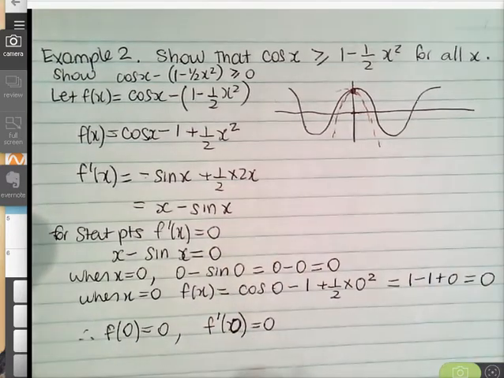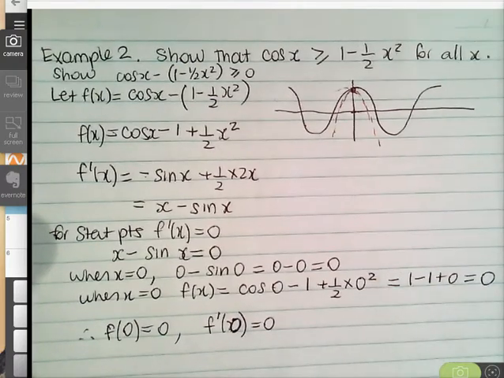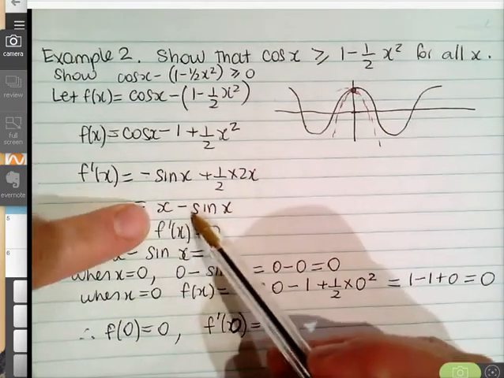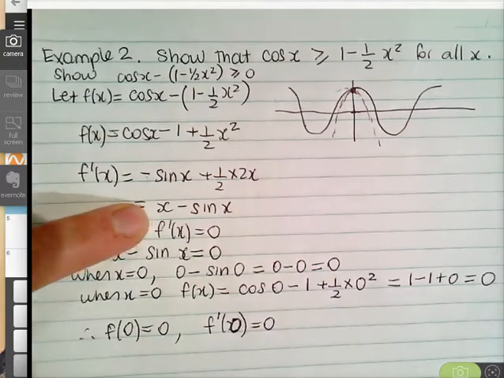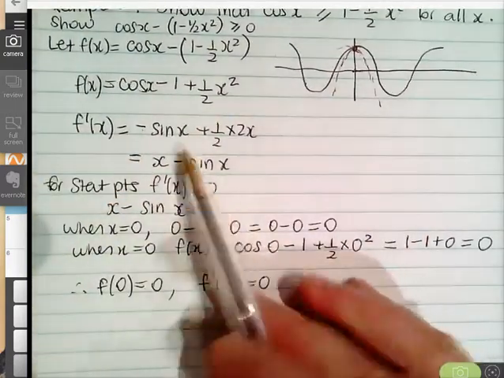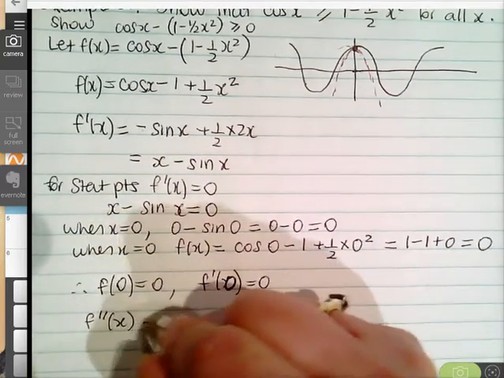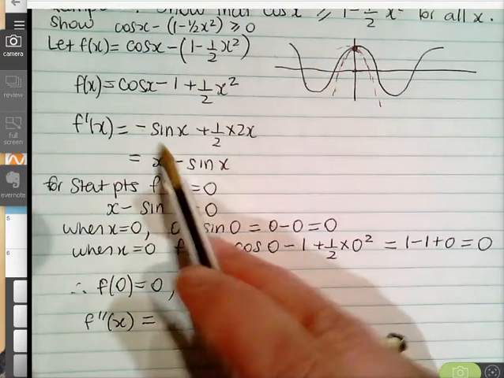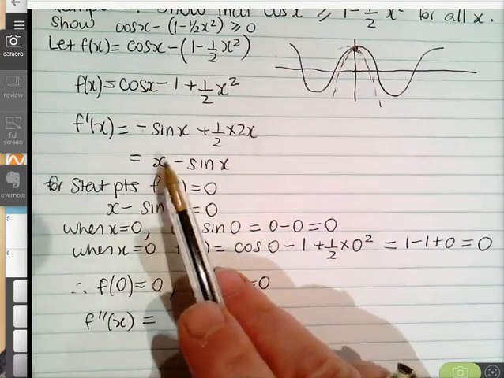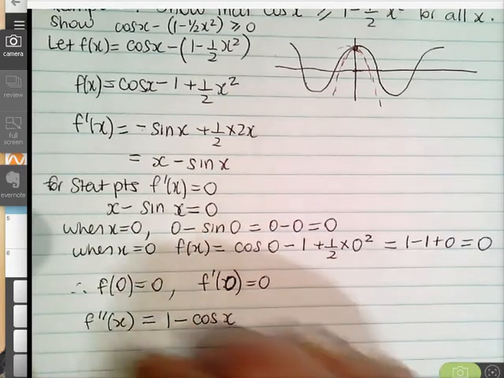Now we just need to show whether we have a minimum or a maximum at x is 0. Look, this looks easy enough to do a second derivative with. So instead of looking at f dash x on either side, we can also look at the second derivative to determine the nature of the stationary point. So the second derivative, differentiating this one more time, we get 1 minus cos x.